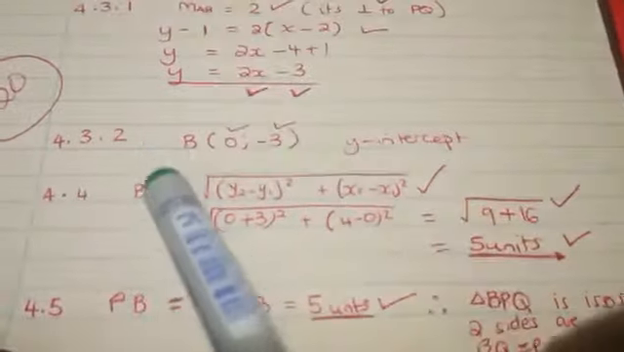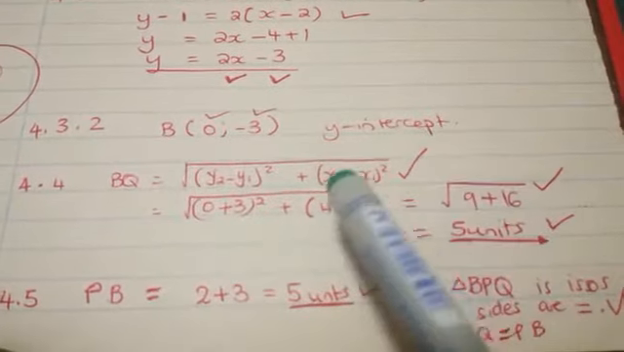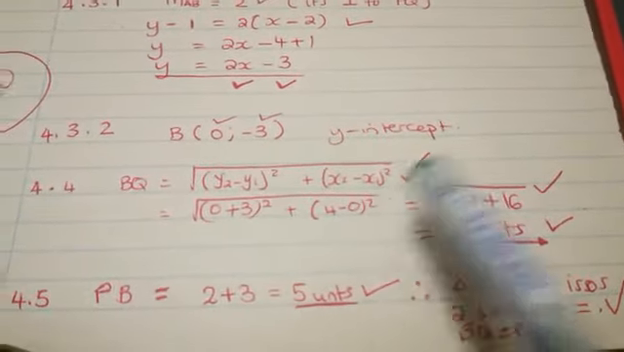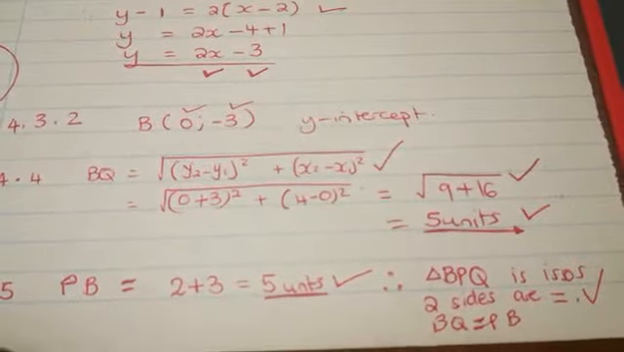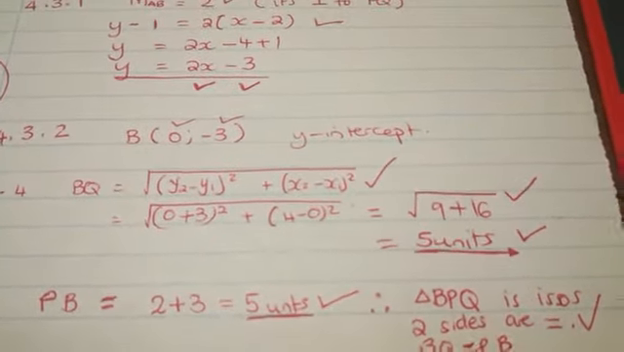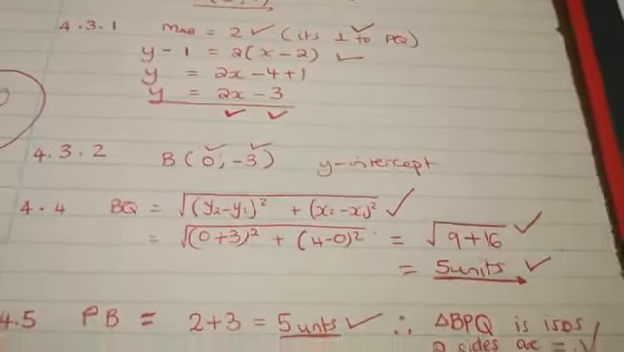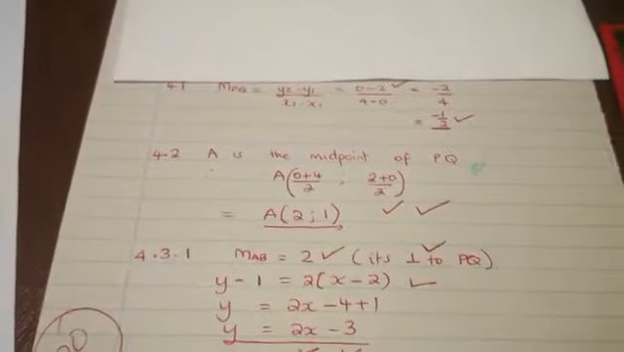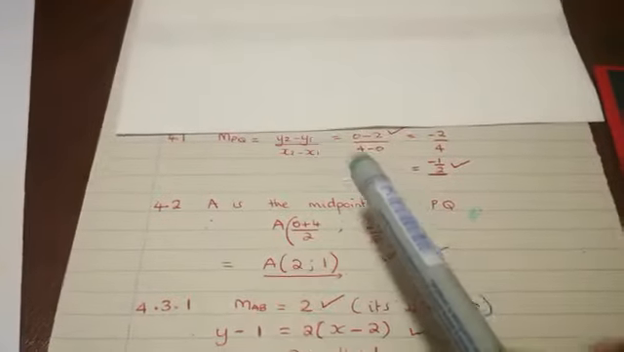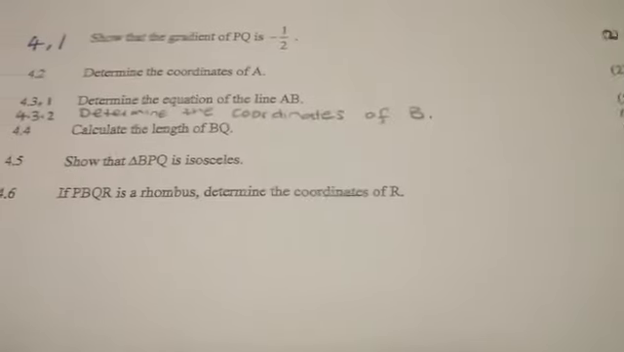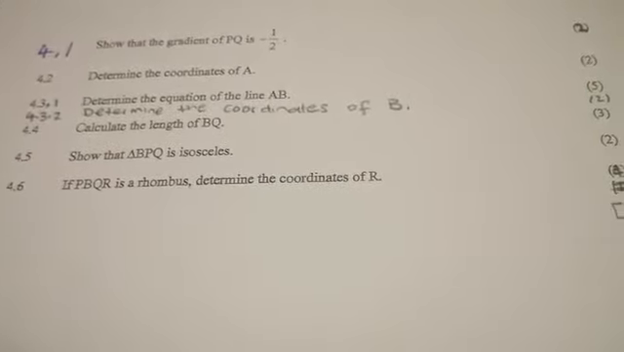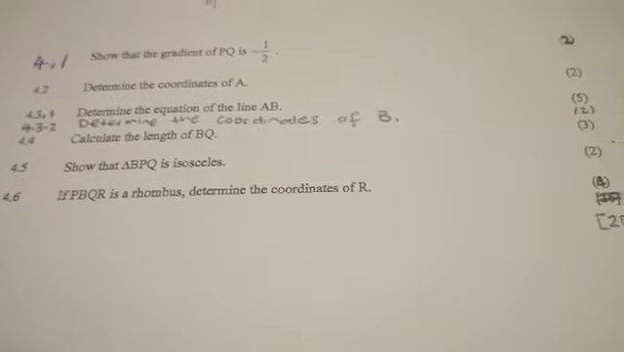And then we can calculate the length of BQ. There's your formula, and then you substitute, and then you get your final mark, which is your final answer, 5 units. Please remember that every time, even for the midpoint, you have to write your formula, then you substitute. Okay, and then the next question says show that triangle BPQ is an isosceles triangle.